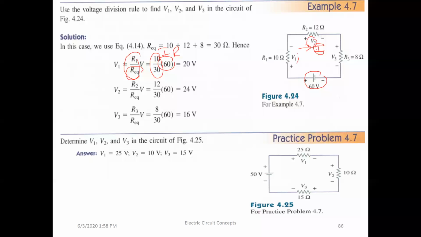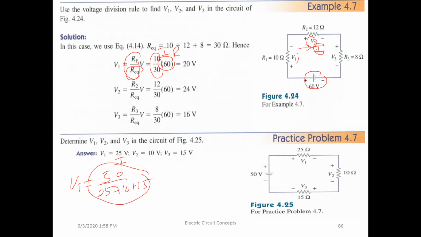Again, this is the same. We take V1 is equal to 50 over R1 plus R2 plus R3 plus 15. And so this is I. Then multiply this by 25 to get V1. When you determine this one, you don't have to repeat it when you determine V2. You take this value and multiply by 10, same value, because I is the same, and then V3 will be the same.